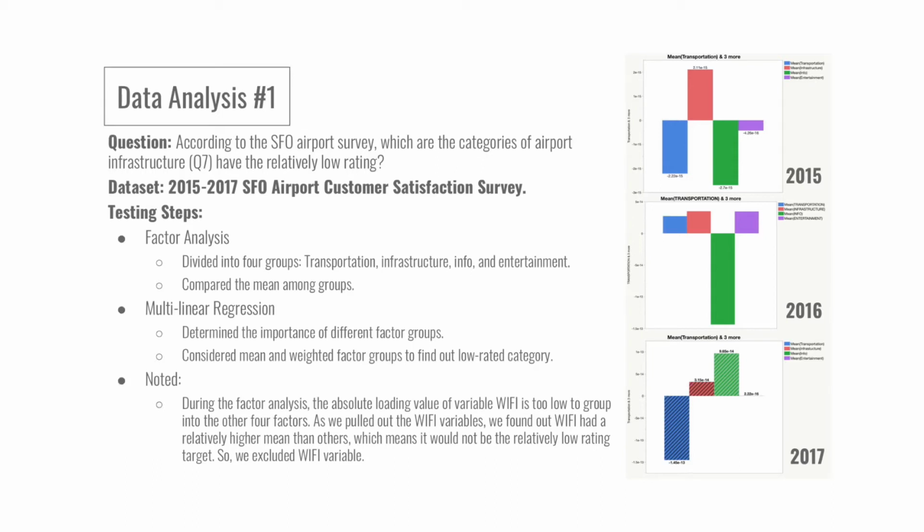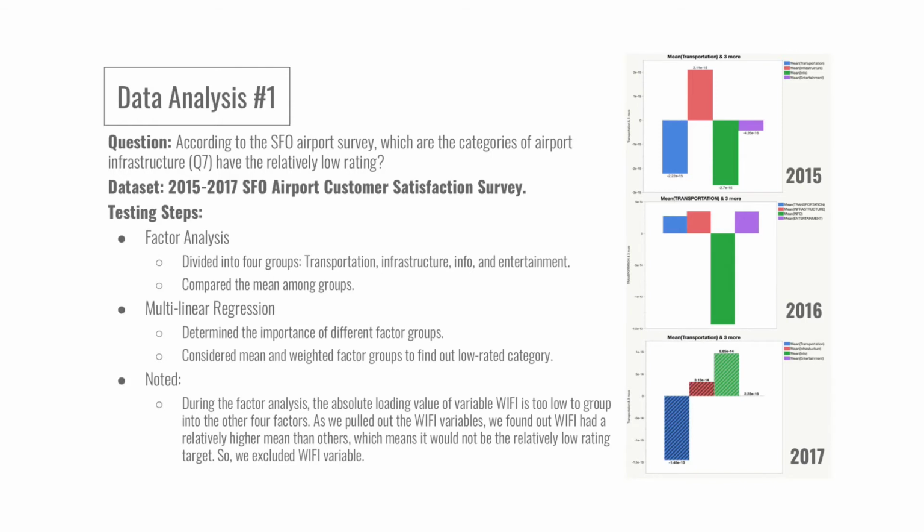Note that when we conducted the factor analysis, the absolute loading value of variable Wi-Fi was too low to group into any factors. So we pulled out the Wi-Fi variable separately and found out that Wi-Fi had a relatively higher mean than others, which means it could not be the relatively low rating target, so we excluded variable Wi-Fi from this question.